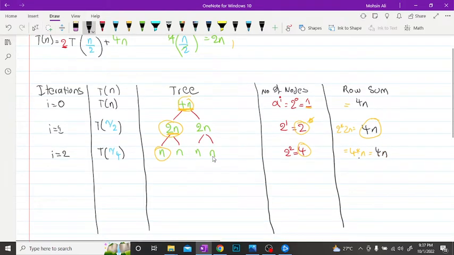Okay. So these were some general patterns that we could see. The number of nodes is always going to be a to the power i. The row sum is just going to be any one node of that tree multiplied by a to the power i. So these were the patterns that we found out for the number of nodes and for the row sum. Now we're going to generalize this even further.